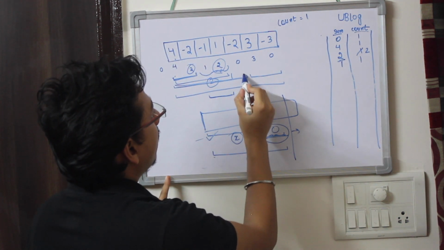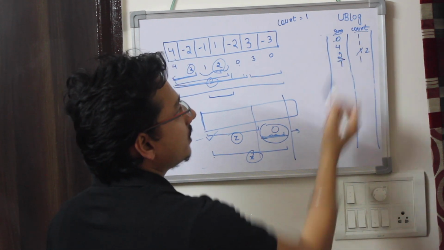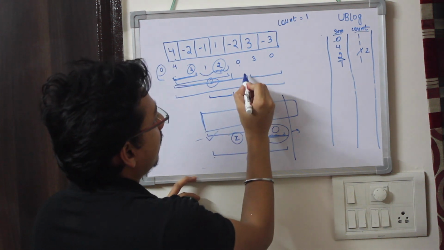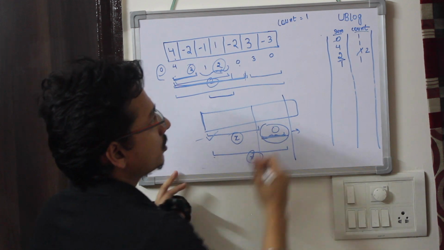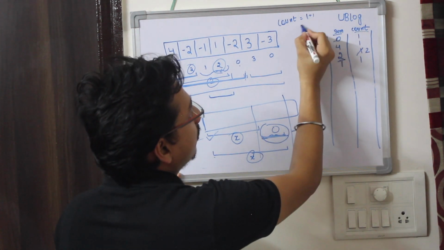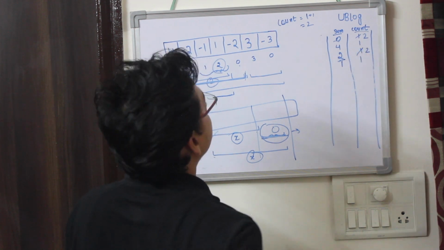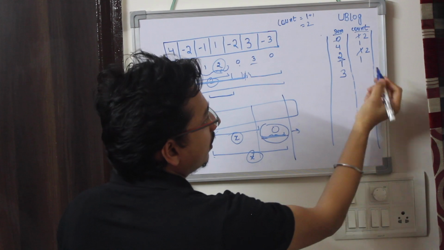Okay, so now here the sum is 0. So again you are seeing the sum 0. This means the initial sum was 0 and the sum here is 0, so all the elements between these two sum to 0. So we'll increment the result count by 1 and increment the count of sum 0 also. Now here the sum is 3. We have not seen the sum as 3, so its count will be 1.